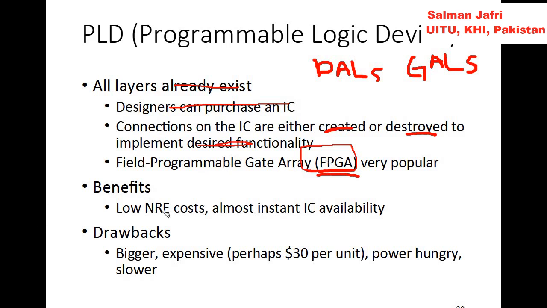So what are the benefits? Low NRE costs, because you don't have to develop anything at the IC level. There's no NRE involved in that. So you just buy the IC and then you use it, because we have almost instant IC availability. So what are the drawbacks? It is bigger, expensive, power hungry and slower, because everything is already made.